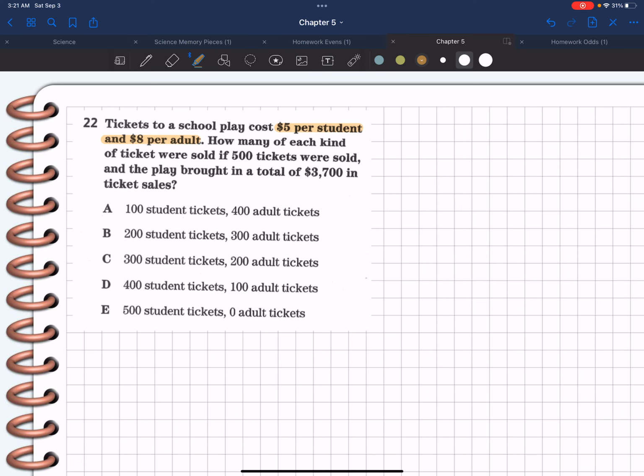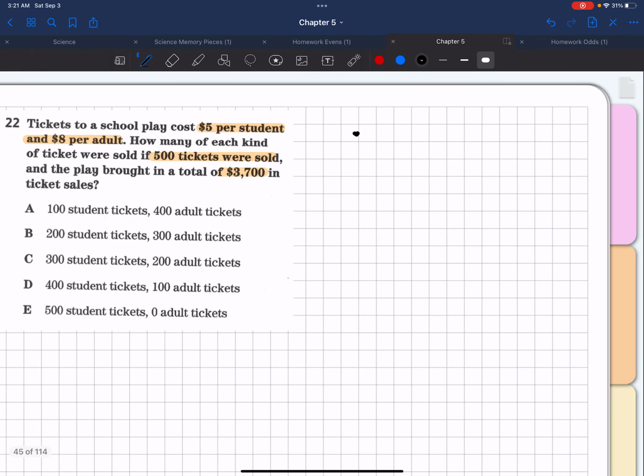How many of each kind of ticket were sold if 500 tickets were sold? And the play brought in a total of $3,700 in ticket sales. So we know that the adult, or let's say children, student first, doesn't matter, plus the adult equals the total number of tickets sold.